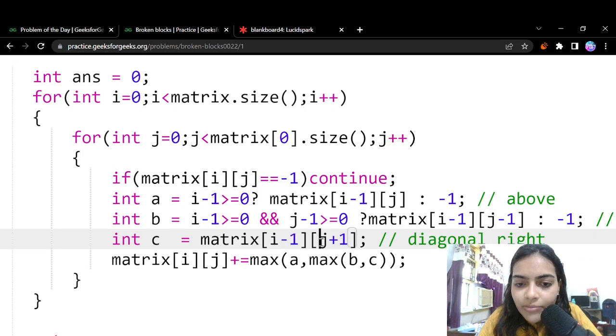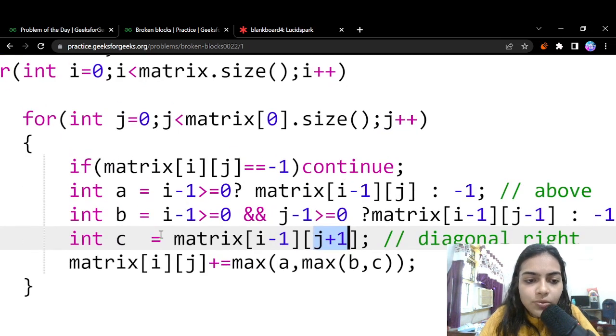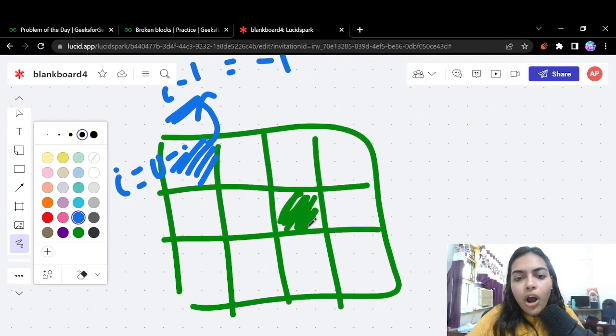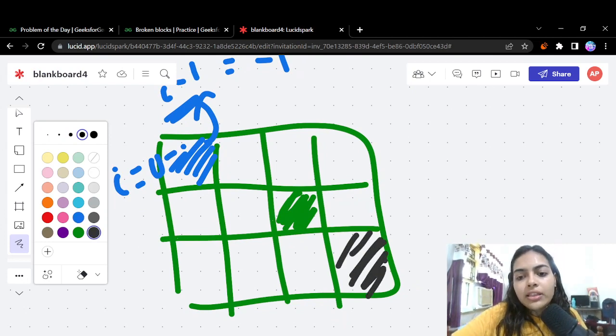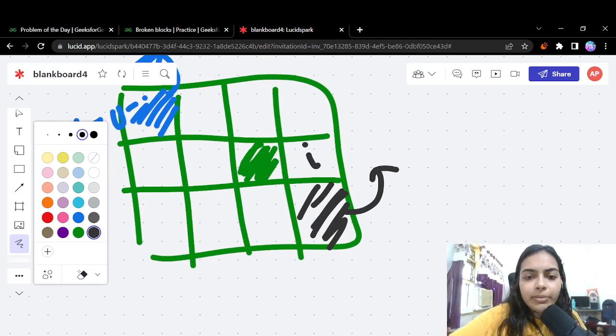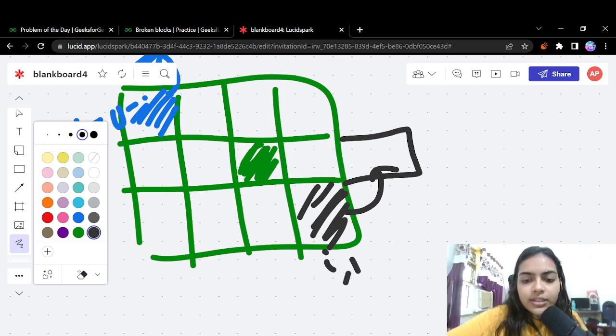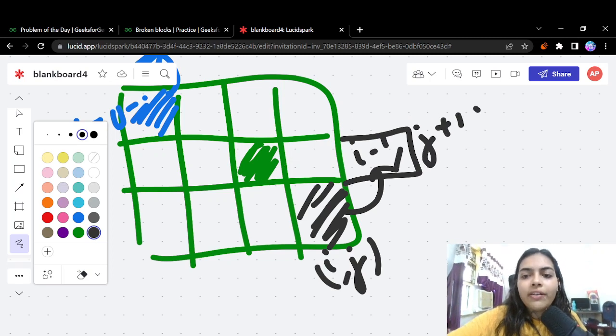Okay, now when I'm checking this condition, see, this is j plus 1. Now j plus 1 can go out of bounds in this cell. For example, consider this cell. In this cell, if you do j plus 1, consider this cell is i comma j, this cell will be i minus 1, j plus 1, right, this cell.